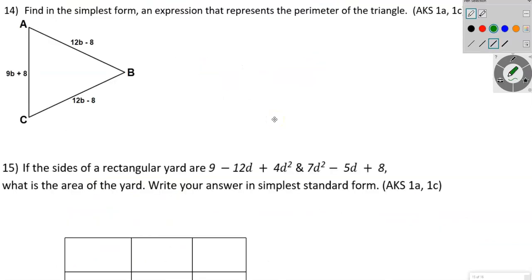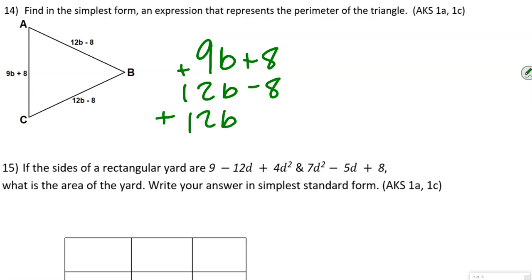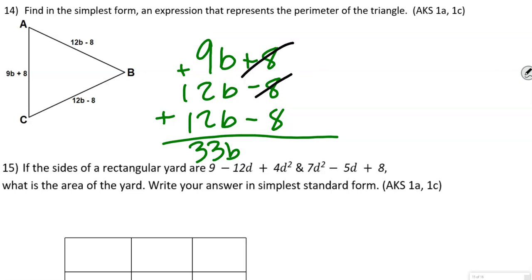So this next problem, we're going to add the three sides together because it tells us to find in simplest form an expression that represents the perimeter of the triangle. So we're going to add 9b plus 8 plus 12b minus 8 plus 12b minus 8. So 12 plus 12 is 24, plus 9 is 33, so this is 33b. And a couple of these cancel each other out, right? So we're just left with that negative 8. So that's our answer there.